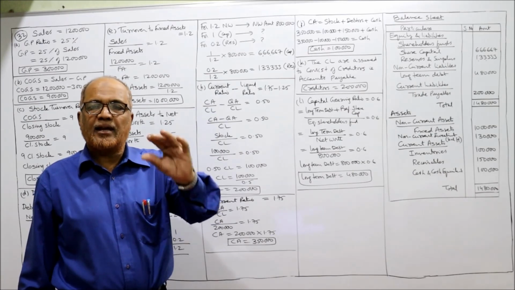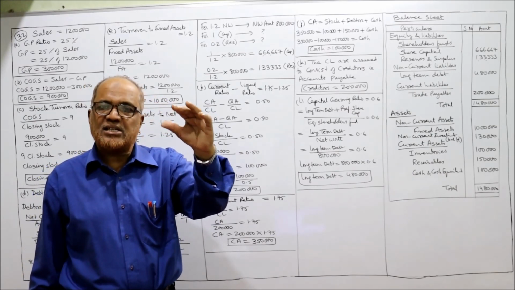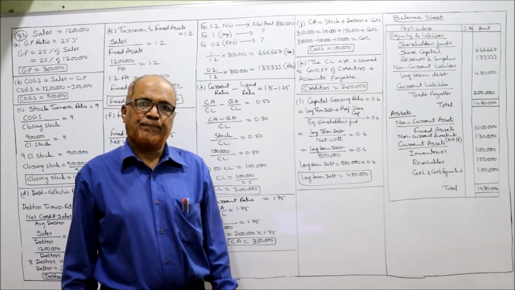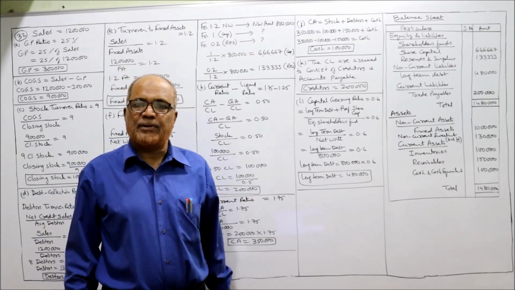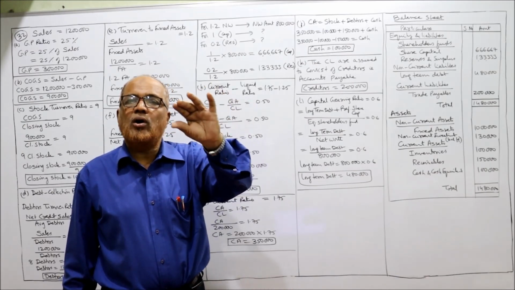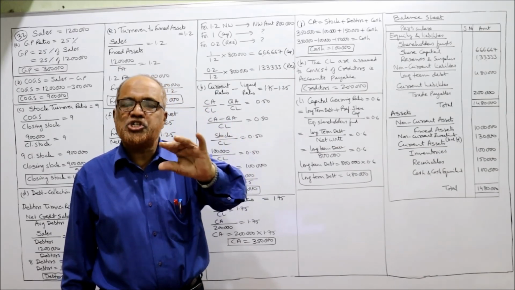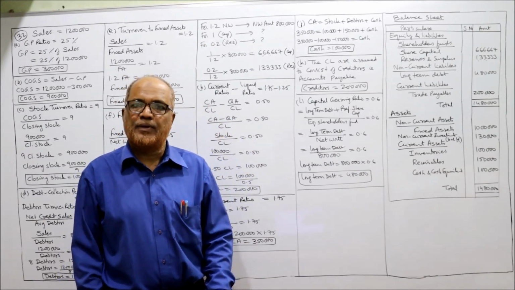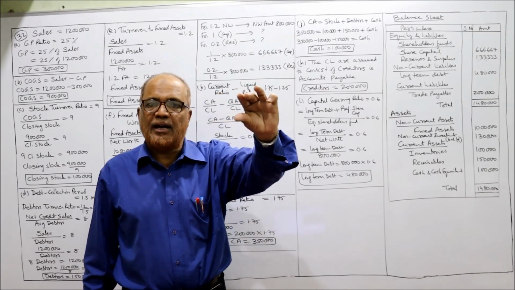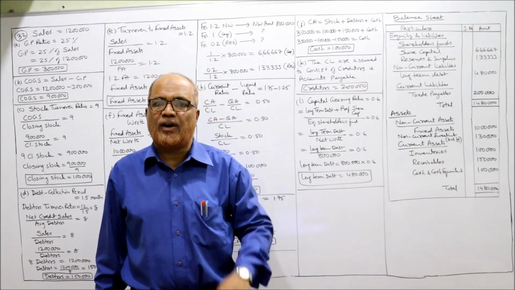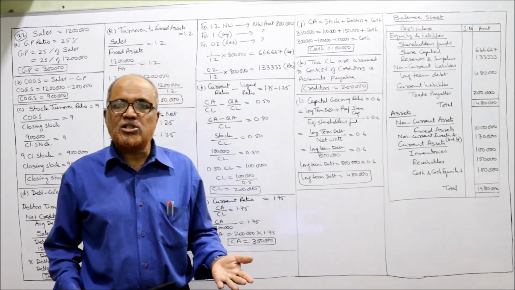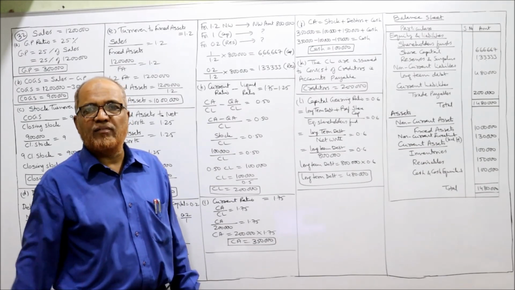Actually the formula for capital gearing ratio is funds bearing fixed interest and fixed dividend divided by equity shareholders fund, assuming there is no preference capital. So the numerator is long-term debt, divided by equity shareholders fund. Because we are assuming there is no preference capital, it is long-term debt divided by shareholders fund. Shareholders fund means what? Net worth. Shareholders funds means net worth, 8 lakh rupees, already we have calculated.